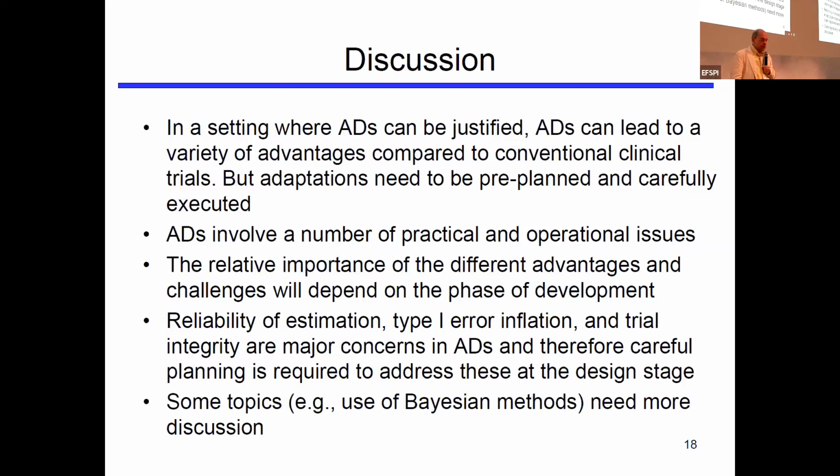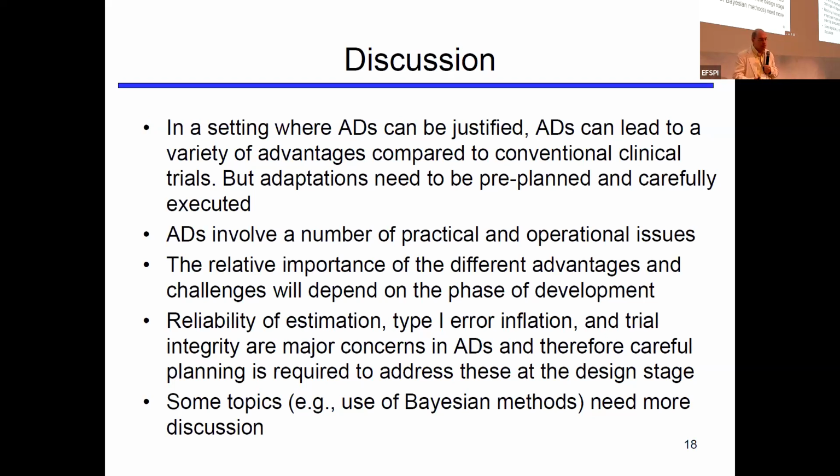With this, I'm coming to our discussion. So in a setting where an adaptive design can be justified and motivated, they can lead to a variety of advantages, but any adaptations, the way we define adaptations for the purpose of our presentation, should be pre-planned and carefully executed. There are a number of practical operational issues that need to be considered, and the relative importance of the different advantages and challenges will depend on the phase of development and the trade-offs between these advantages and the possible complexities that come with an adaptive design.